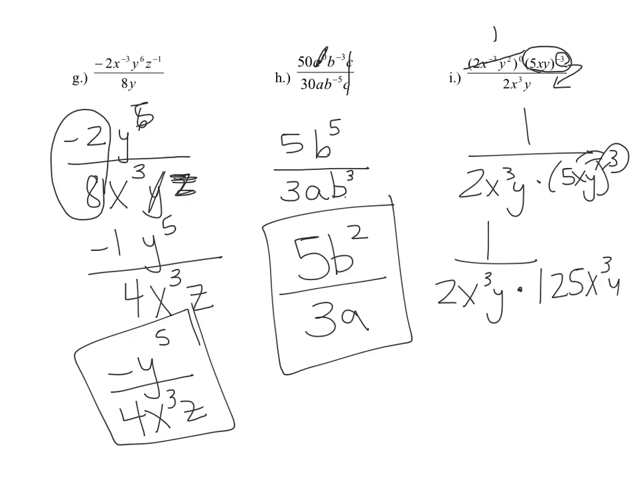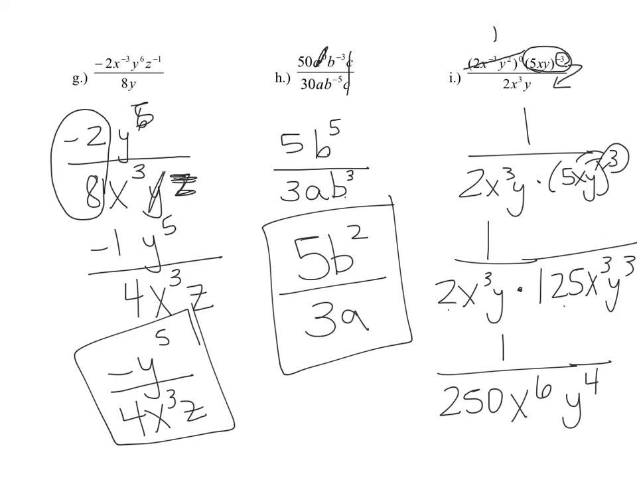X to the third, y to the third, and then you put it all together. 2 times 125 is 250. Don't forget the 1 on the top because this is a fraction. 1 over 250 is really different than just 250. So that 1 is important up there. X to the 6th, y to the 4th. We're adding exponents now because we're just multiplying straight across. So there you have it, negative exponents and 0 exponents. I hope that was helpful.